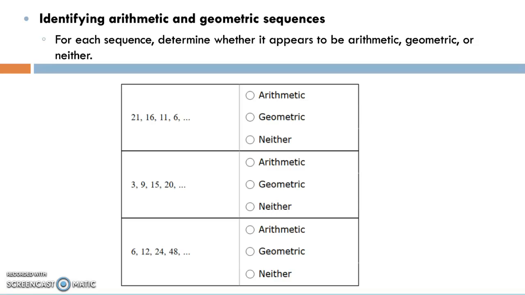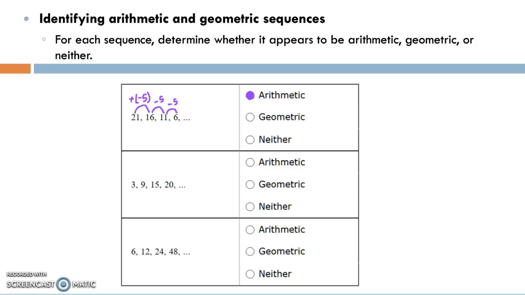So from 21 to 16, I'm adding -5. I'm also adding -5 from 16 to 11, and I'm also adding -5 from 11 to 6. So if I am adding the same number, that is arithmetic. And I have to be adding the same number for each term.